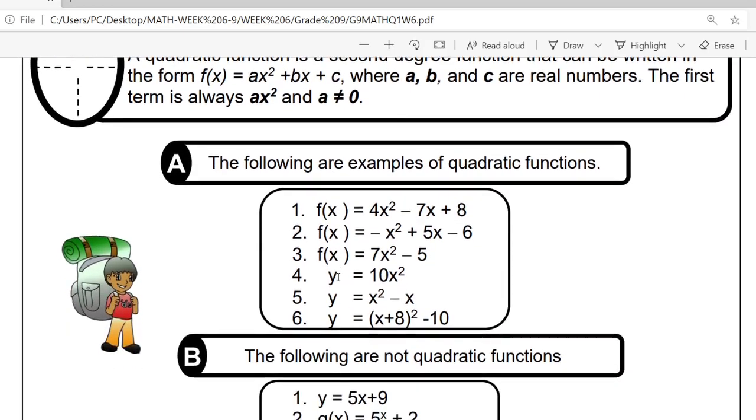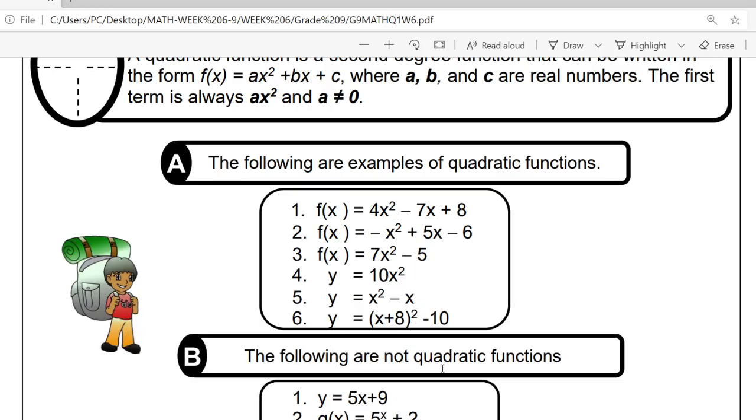So the following are examples of quadratic functions. Number 1, we have here, so always the quadratic term comes first. This is your ax squared, ax squared, ax squared. Then the next term is your term with x. Then the last one will be your constant. So these are examples of quadratic functions.